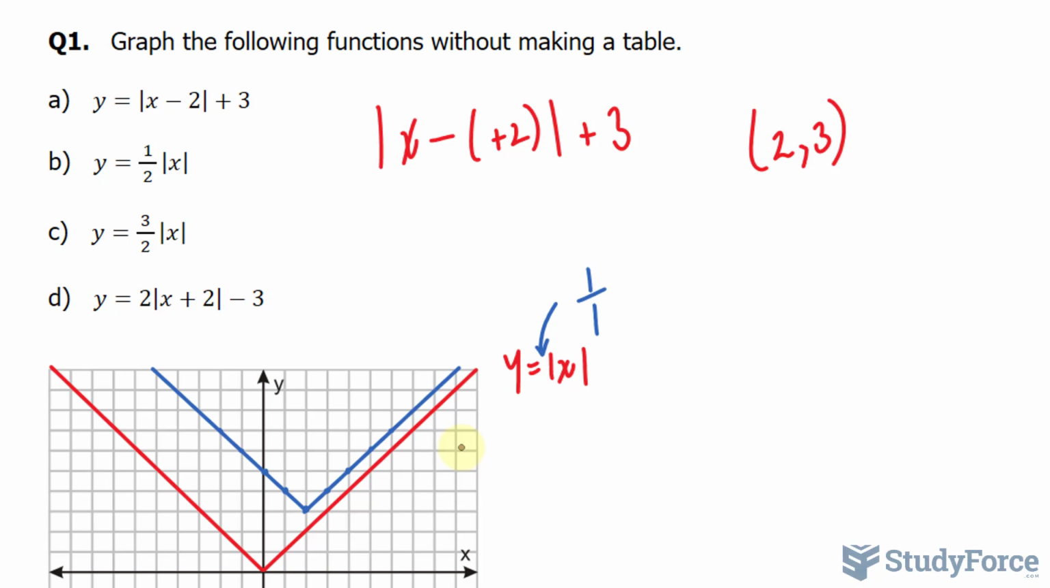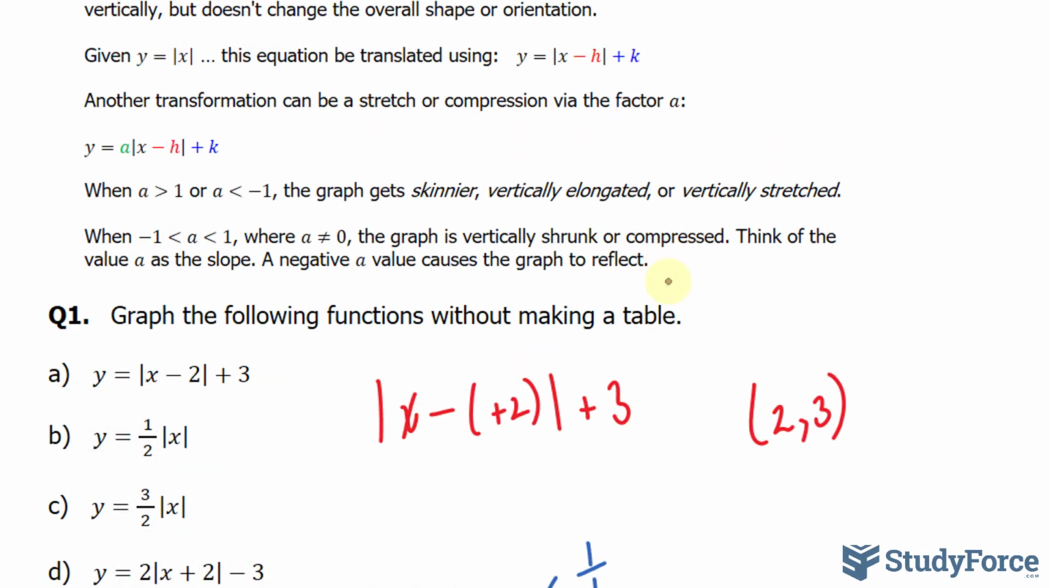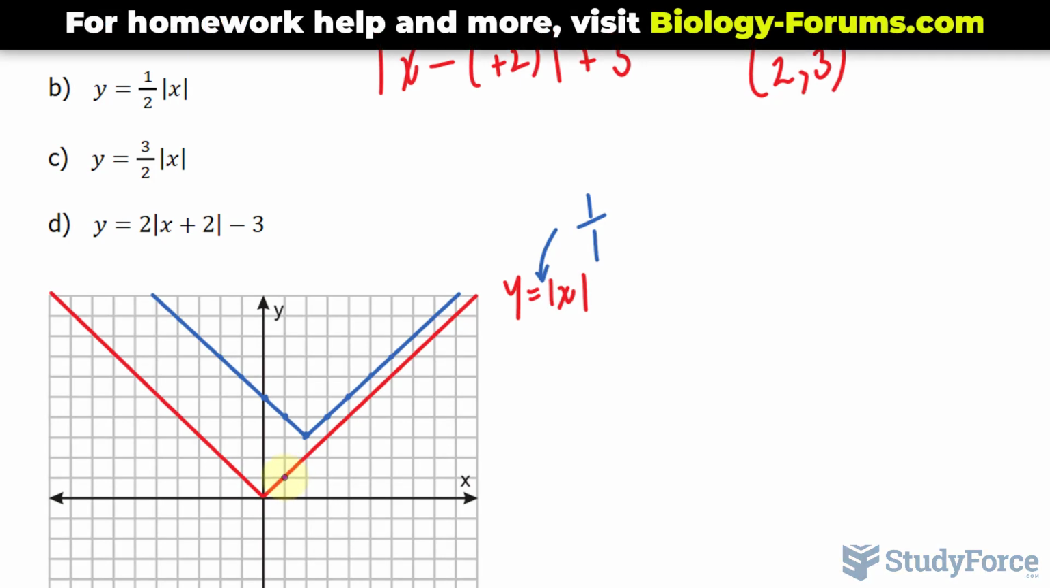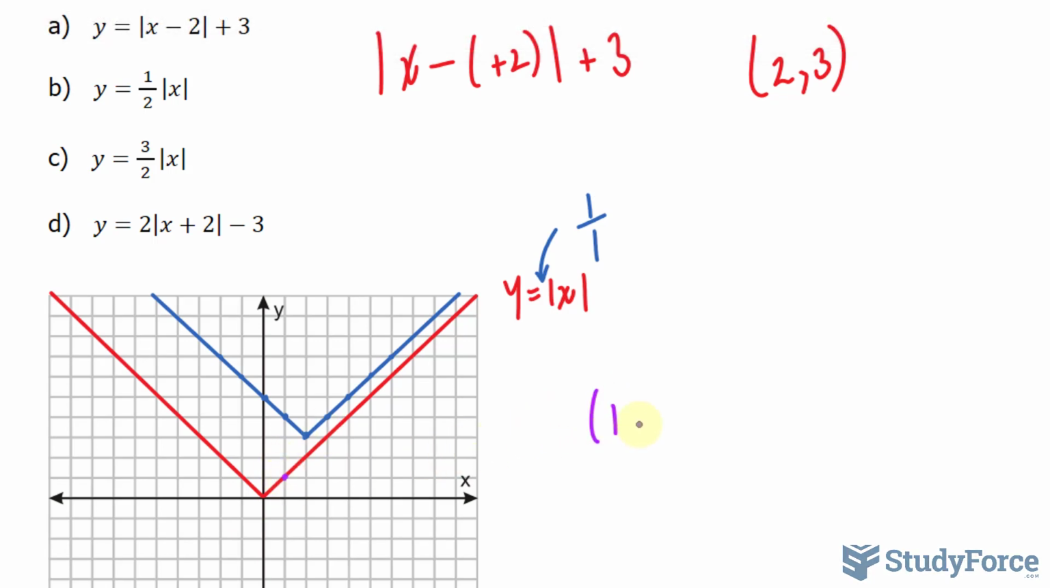Let's move on to b. In b, we have y is equal to 1/2 times the absolute value of x. As mentioned above, when your a value is between -1 and +1, which applies here, we have 0.5, then it gets fatter, or it vertically compresses. So you're going to expect the original to be wider. To show this, let's take for example this point. Because this is 0 and 0, we can forget about it. But let's take for example that point. That point currently is at 1 and 1.